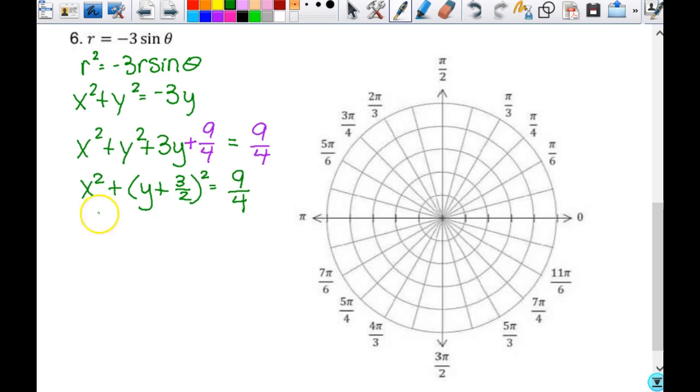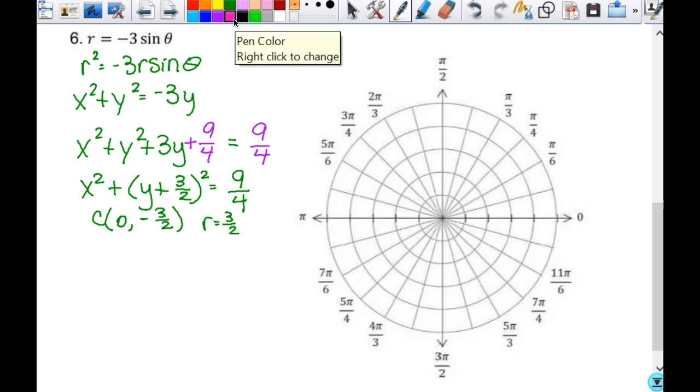rectangular coordinate system, what's the center? 0, -3 halves, and the radius is what? What's the square root of this? 3 halves. So I can come over here, and I can go to 0 and then -3 halves, which is like 1.5, right? About right here.